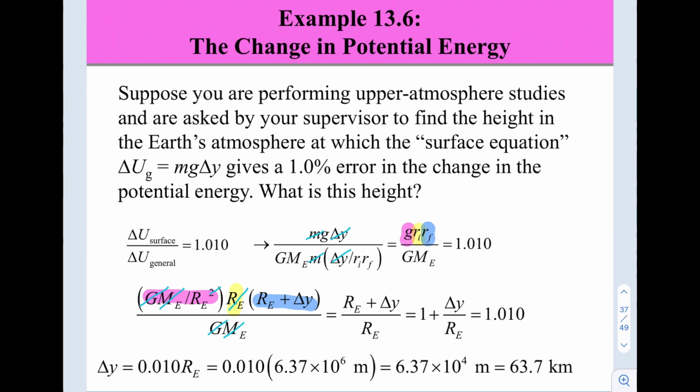So we can factorize this, equal to 1 plus delta y over R E. So delta y itself must be 1.01 times the radius of the Earth. So substitute the radius of the Earth here. You will have your delta y is 63.7 kilometers.